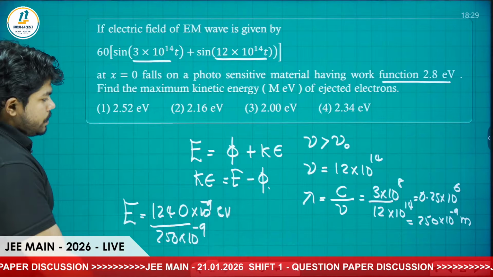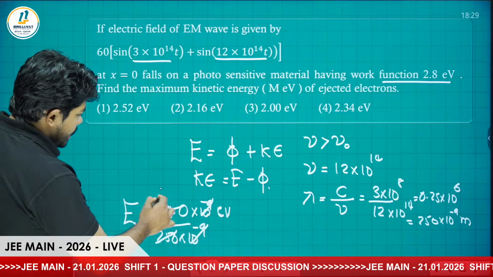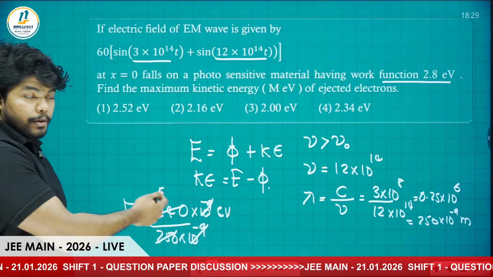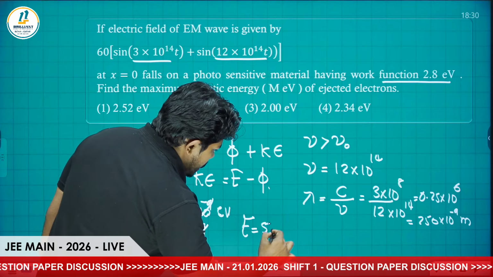E. Okay. So this cancels out around 5, right? 125 by 25 will be 5, around 5. So I am going to get E will be equal to 5 EV.